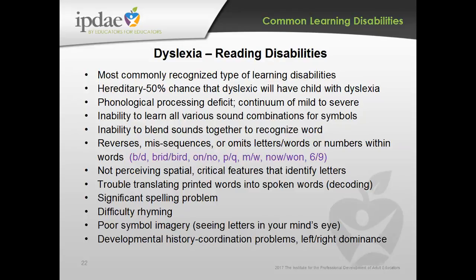There is a history in people with dyslexia, whom we call dyslexics, that they have coordination problems and problems with left and right dominance. In my experience, and what I've read in research shows, more people who have dyslexia are left-handed and left-eyed than right.